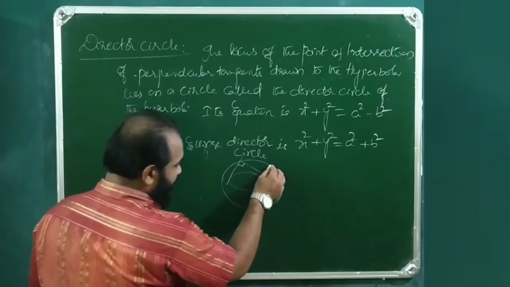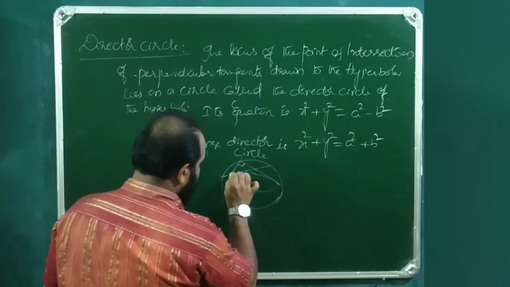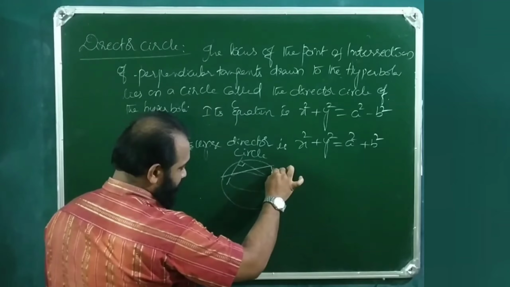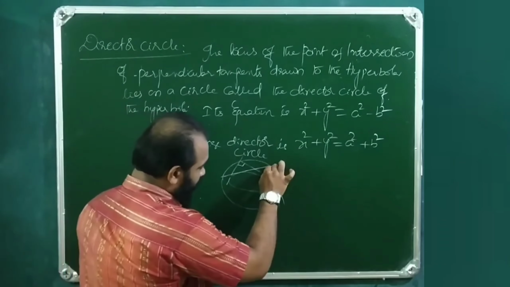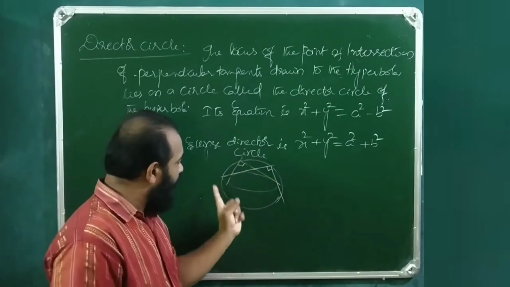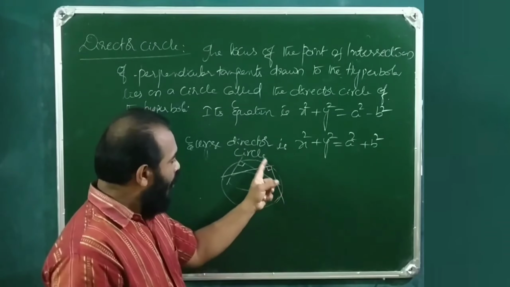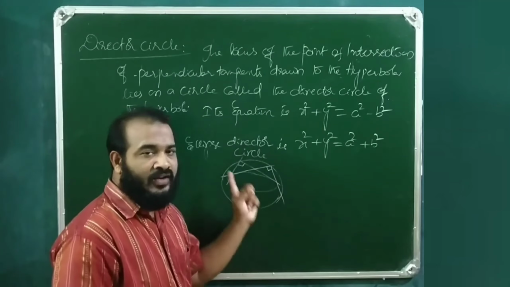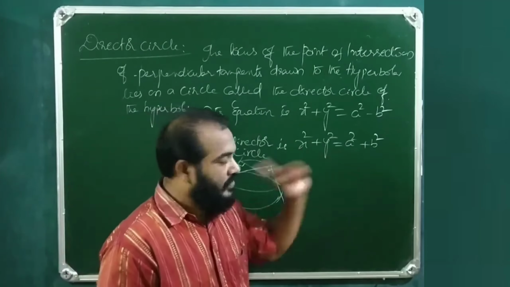For example, if I take this as a tangent to this ellipse, and this as another tangent to this ellipse, and these two tangents are perpendicular. Likewise, there are so many points of intersection of the perpendicular tangents. If you join all of them, the circle so obtained is said to be the director circle, and the director circle for the ellipse is x square plus y square equals a square plus b square.